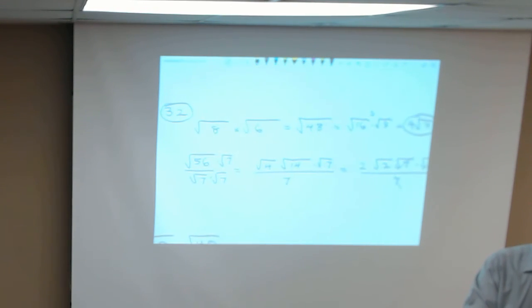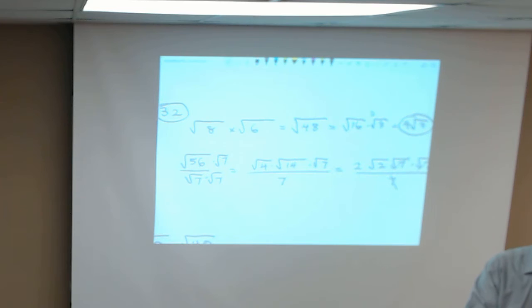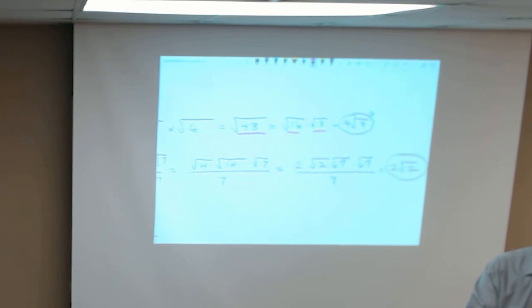Multiply radical 8 times radical 6, and you get radical 48. And then simplify that to radical 16 times radical 3, and the answer is 4 radical 3.